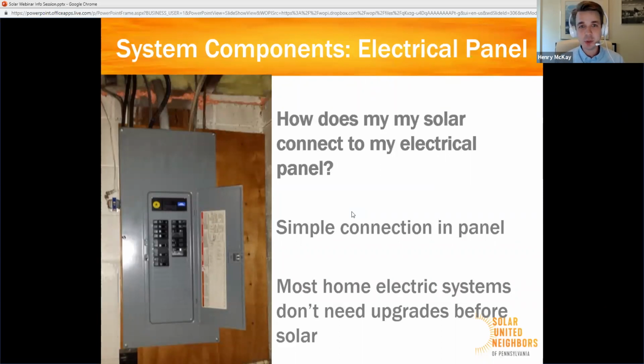And it is a fairly simple connection. It's something your installer will do for you. It's something you probably won't need an upgrade on your service panel for. But if you have a smaller electrical service panel, or if you have one that's just not up to code, this will be the thing that makes you finally upgrade that panel. And so the point here, this is a potential additional cost to going solar that you may not anticipate from the outset, but it's something to keep in mind if you have an older electrical panel.